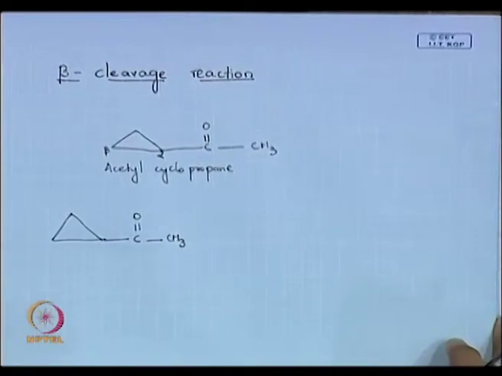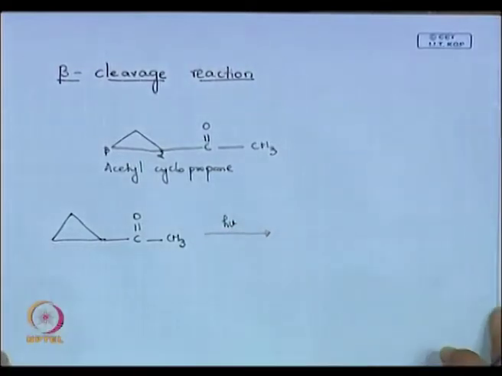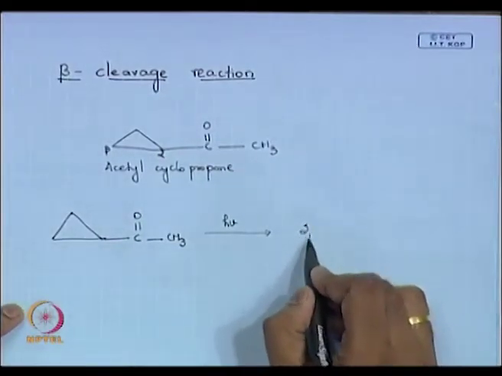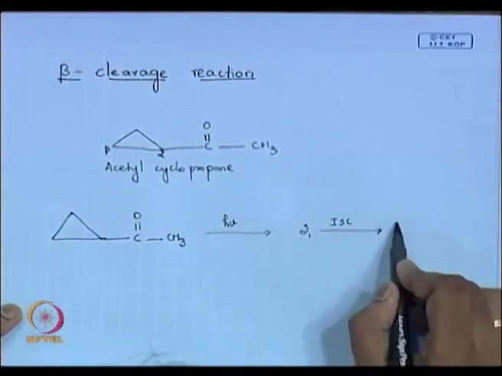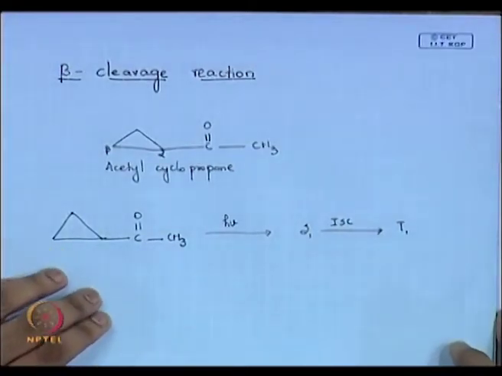I have taken my acetyl cyclopropane, and I am shining light, h nu. So, what happens? As you know, this carbonyl gets excited to its singlet S1, and there are cases where it can undergo intersystem crossing to triplet. In this type of system, you can see chemistry happening from both the singlet as well as the triplet. It is not that it happens predominantly from triplet; you can get some cases from singlet also. How does this chemistry happen?